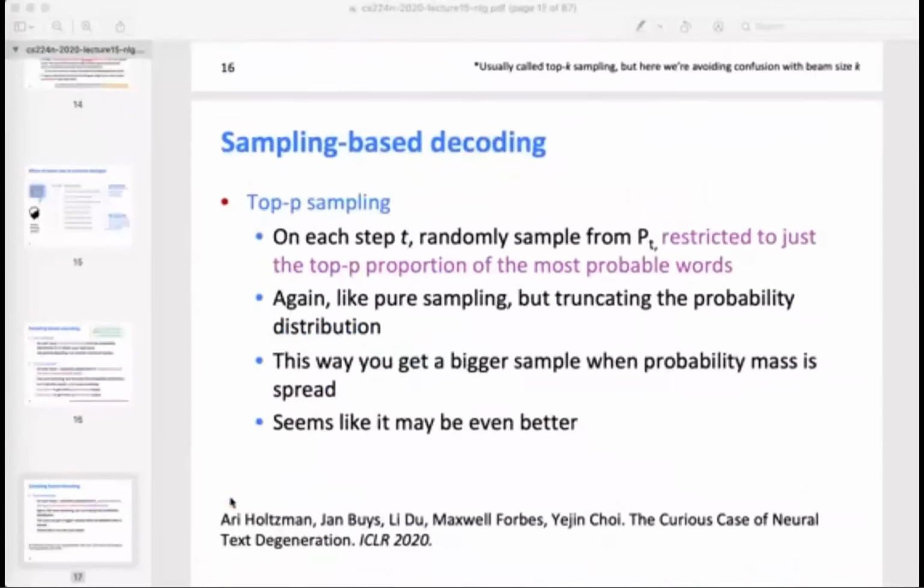There's also top-p sampling. So basically, you're randomly sampling from P_t and restricting to just the top p portion of the most probable words. So it's not top n, but top p portion. Again, it's like pure sampling, but it's truncating the probability distribution. Seems like it's better than the previous methods.